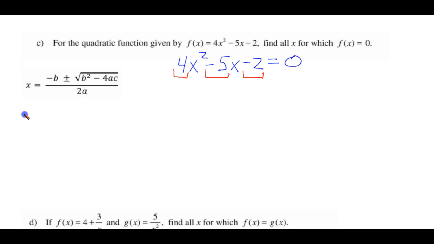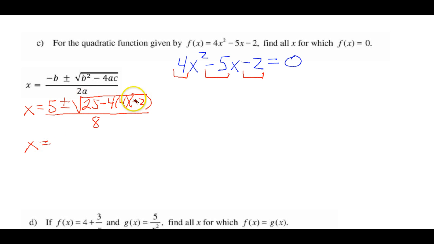So let's substitute. x equals 5 plus or minus the square root of. Now 5 squared is 25. It's always going to be positive. Minus 4. a is 4. And c is negative 2. And that's all going to be over 2 times 4, which is 8.